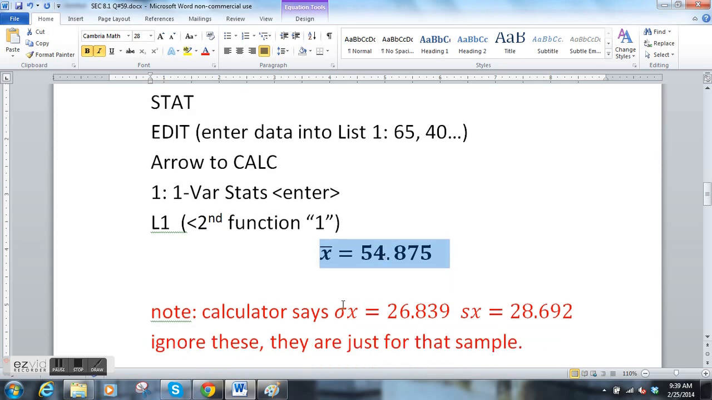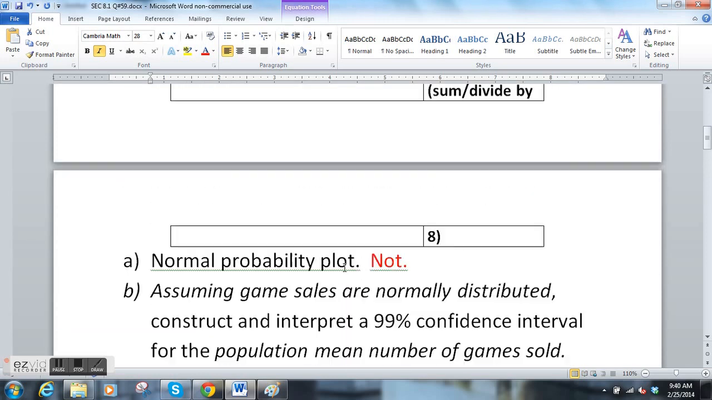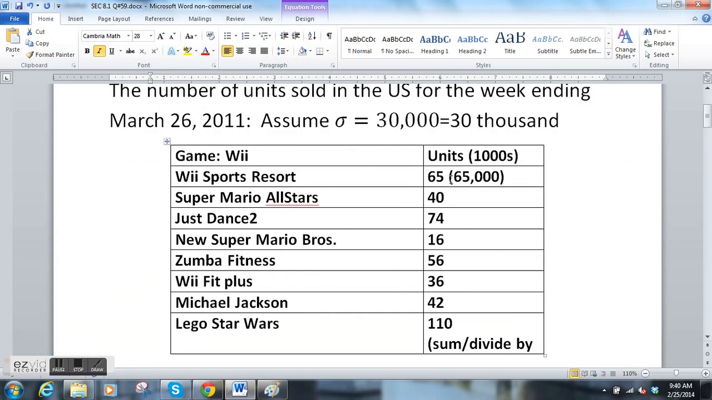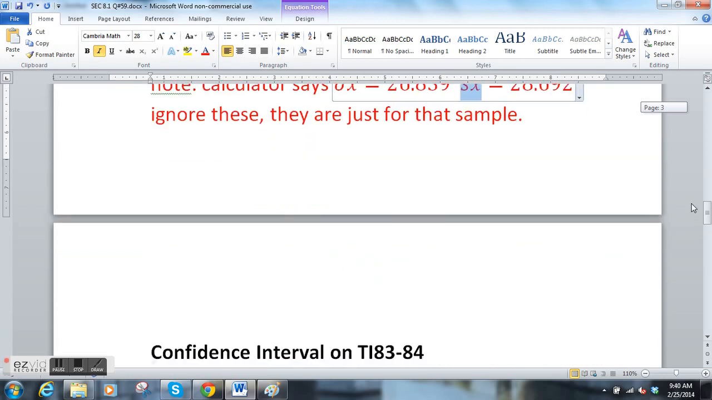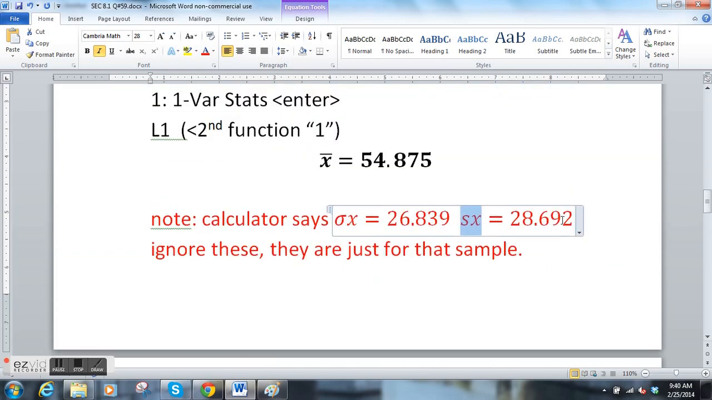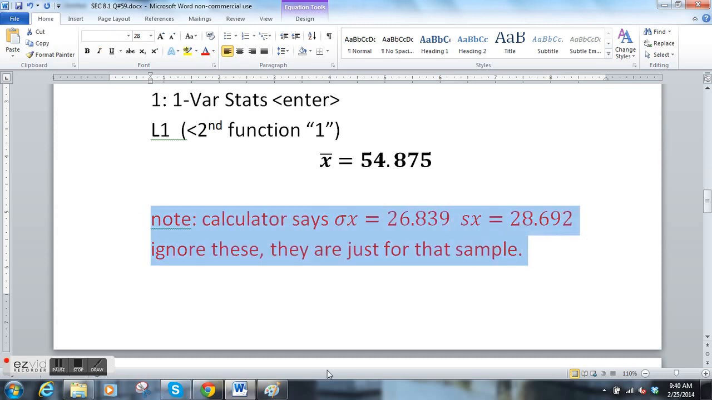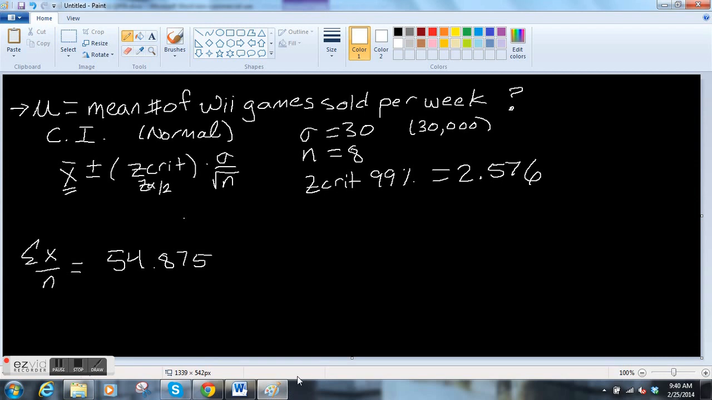54.875. Note, the calculator gives you this standard deviation and sample standard deviation, but remember, this is because the calculator's just looking at this little sample right here. It's looking at this sample and saying the standard deviation of this sample is 28.692, or if we considered that sample a population, it would be this standard deviation. So you're basically going to ignore these numbers and use what the book tells you as the estimate of the population standard deviation.